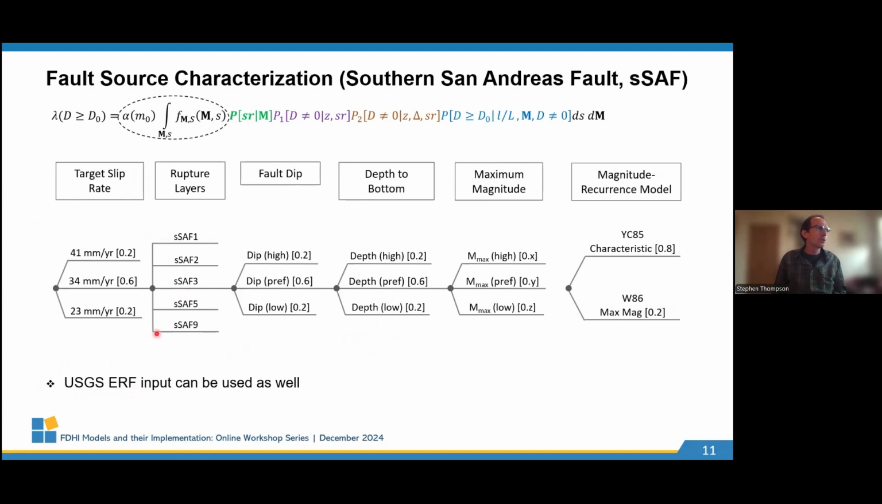But we need some sort of slip rate. We need some sort of description of the different rupture sources along the southern San Andreas that intersect our site of interest. This, I'll note, is a subset of the types of rupture sources that would be involved in a PSHA. And then we have uncertainty in our geometry and uncertainty in our magnitude and our magnitude recurrence model.